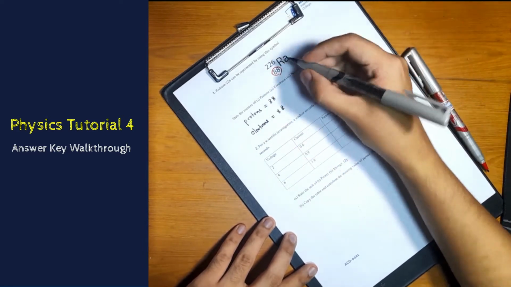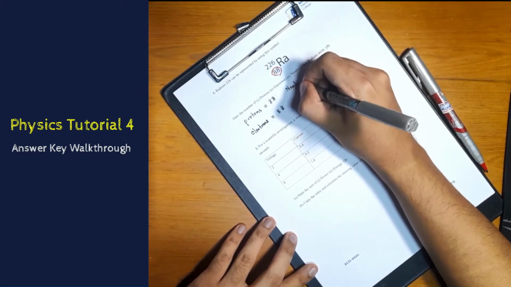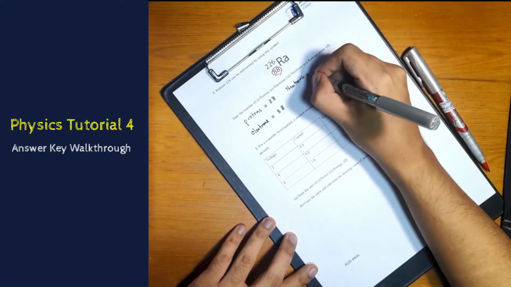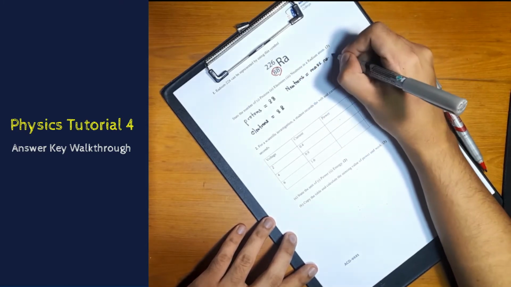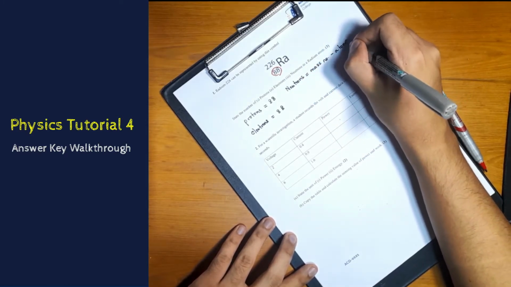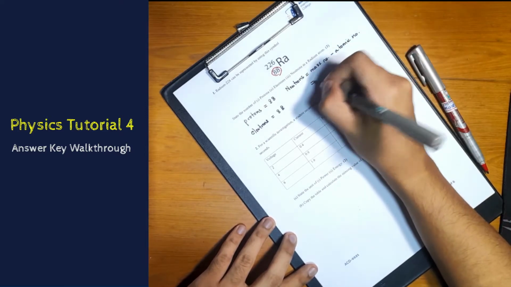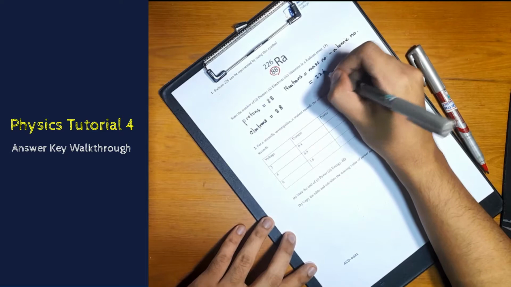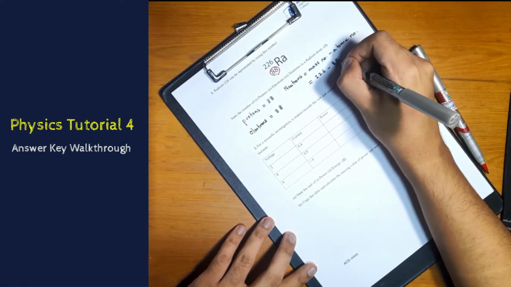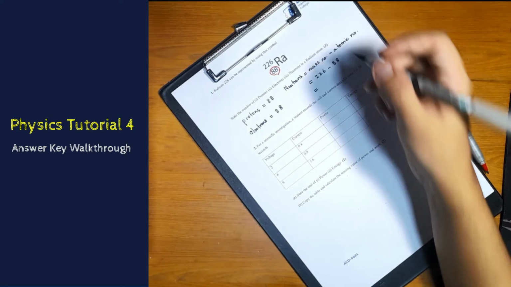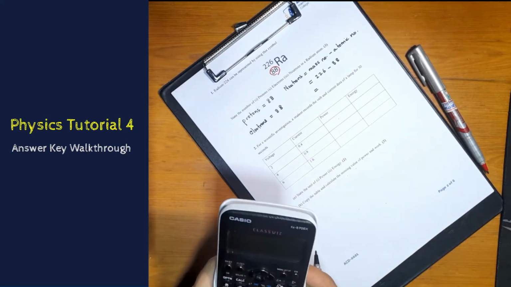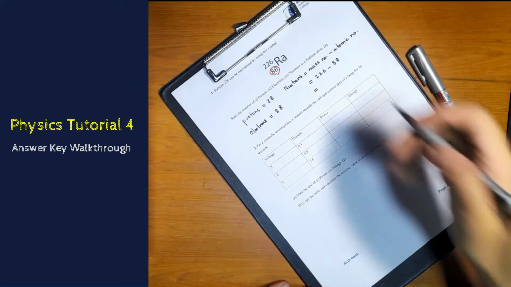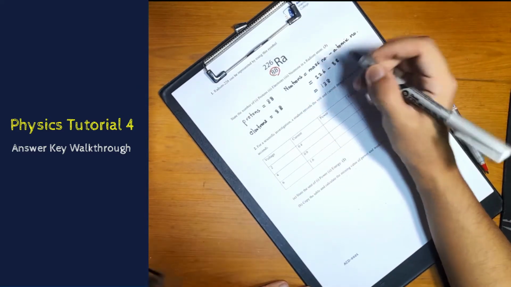And finally, they ask you about neutrons. So neutrons is always mass number minus your atomic number. Right, so your mass number is 226, your atomic number is 88. Okay, so 226 minus 88, let me get my calculator first. So you should get 138.